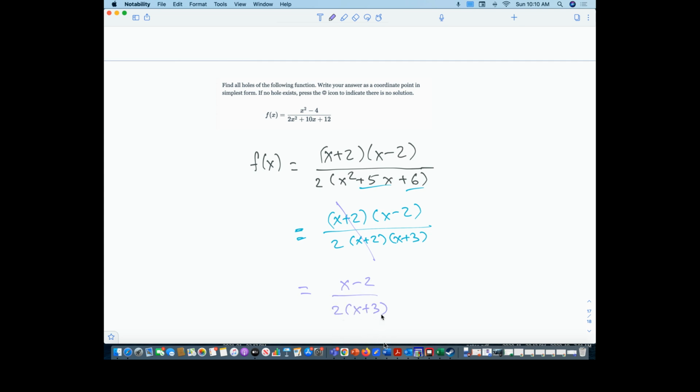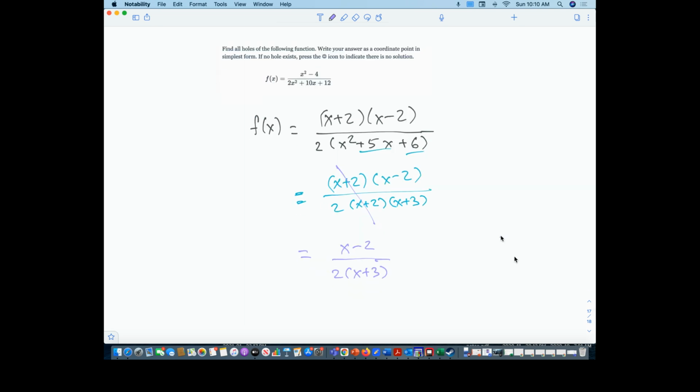And so x plus 2 divides out, and I'm left with x minus 2 over 2 times x plus 3. And so the one that divides out, that is your hole. So your hole exists at x plus 2. So in other words, when x plus 2 is 0, x is equal to negative 2.